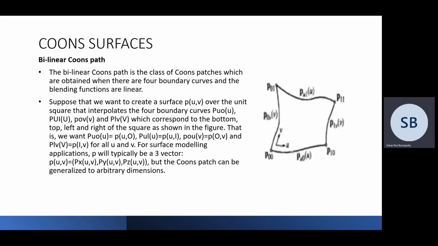That is, we want P of u0 of u equals P of u comma 0, P of u1 of u equals P of u comma 1, and P of 0v of v equals P of 0 comma v, and P of 1v of v equals P of 1 comma v for all u and v surfaces. For surface modeling applications, P will typically be a 3-vector. That is, P of u comma v equals Px of u comma v, Py of u comma v, Pz of u comma v. The Coons patch can be generalized to arbitrary dimensions.